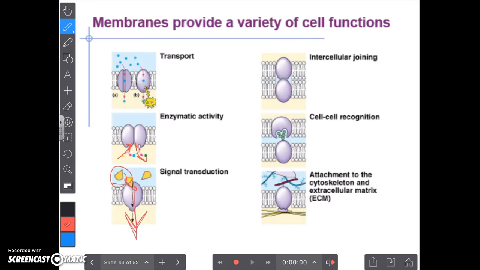Intercellular joining, where I communicate between two different proteins, maybe even pass materials through those. Cell-to-cell recognition, so I have an actual cell land on it. This would be a great example of a white blood cell attaching or adhering to help with destroying other cells, like any foreign debris. And an attachment to the cytoskeleton and extracellular matrix.